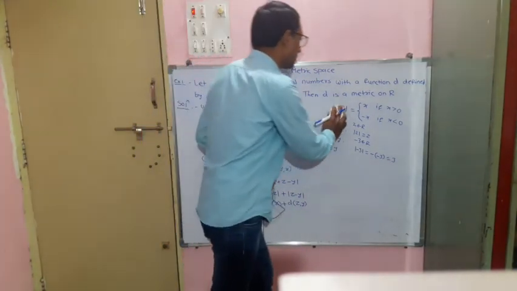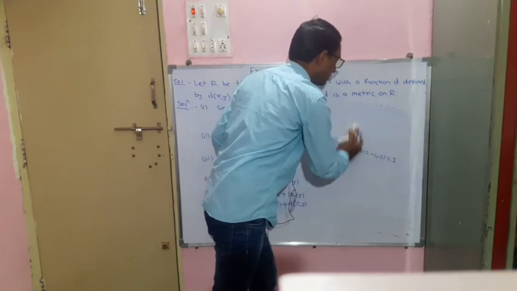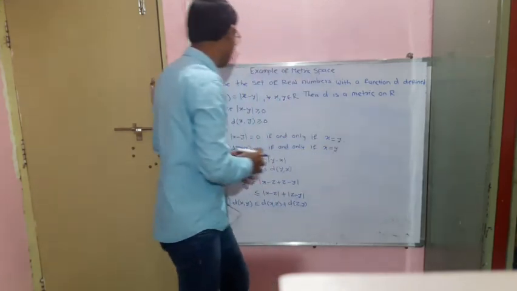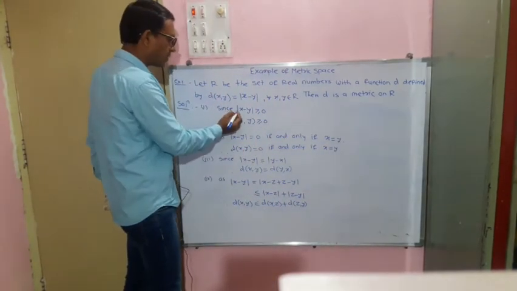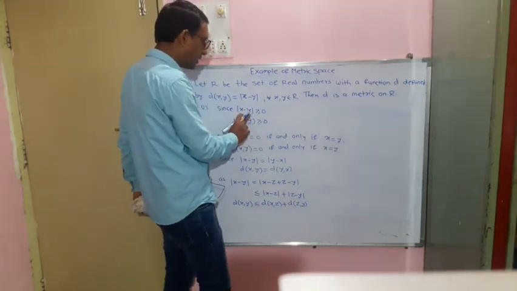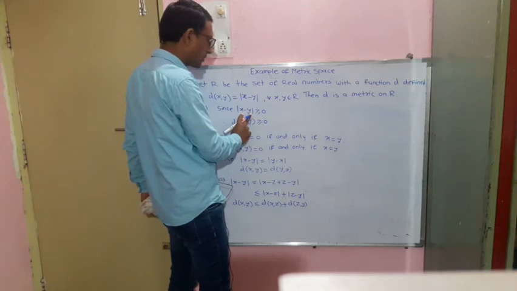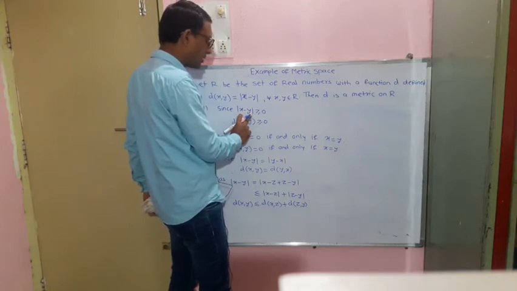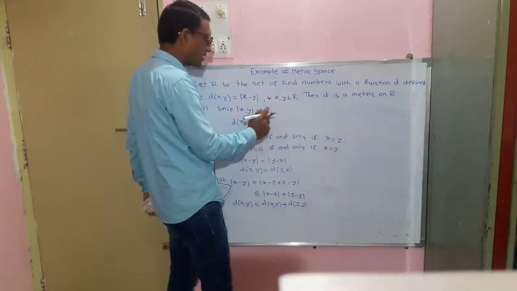So here, the first condition is that mod of x minus y is greater than or equal to 0. By the definition, for any two real numbers, the difference of the real numbers and again its modulus is greater than or equal to 0.